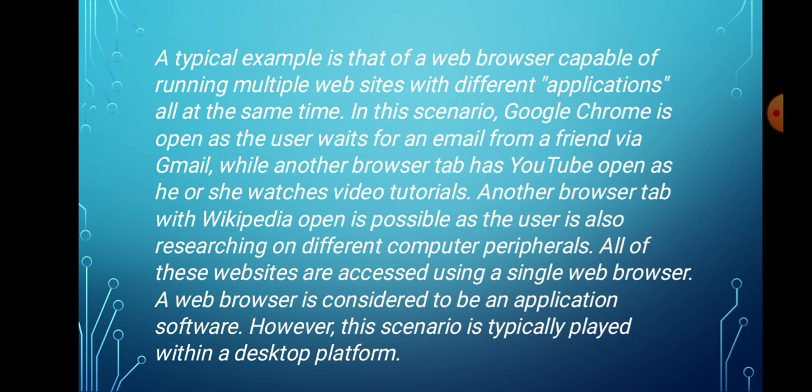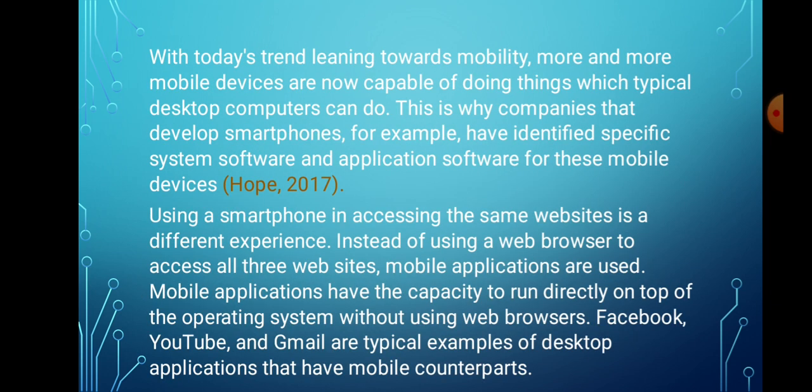while another browser tab has YouTube open as he or she watches video tutorials. Another browser tab with Wikipedia open is possible as the user is also researching different computer peripherals. All of the websites are accessed using a single web browser. A web browser is considered to be application software. However, this scenario is typically played within a desktop platform.